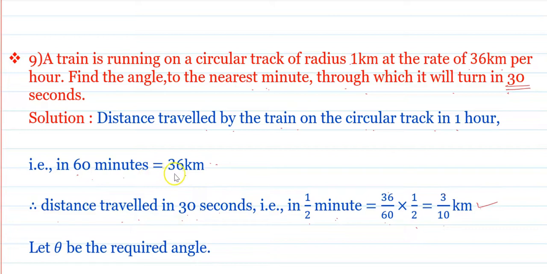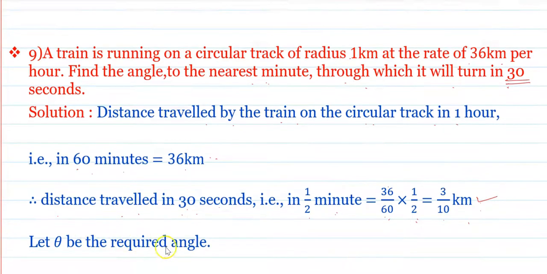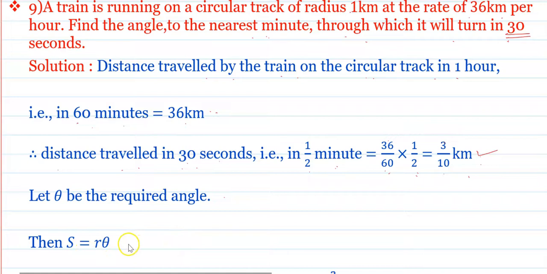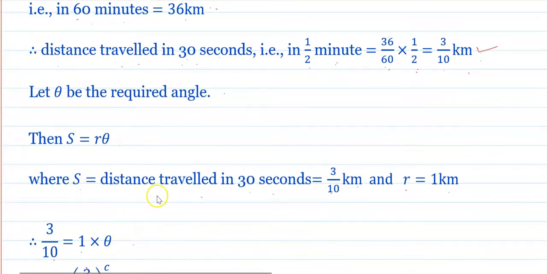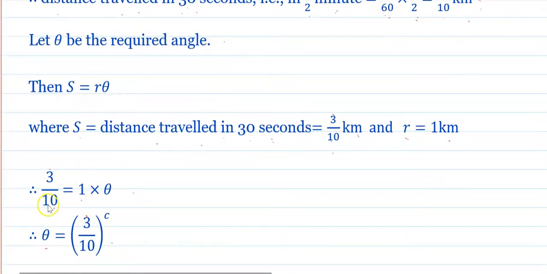In 1 minute, the distance covered will be 36 upon 60, and in 30 seconds, it is 36 upon 60 into 1 upon 2. And if you simplify, you will get 3 upon 10 km. This is the distance covered in 30 seconds. Let theta be the required angle that we want to find out. S is equal to R theta. Okay. S, the distance traveled in 30 seconds, is equal to 3 by 10 km. R is equal to 1 km. The value of S is 3 by 10. R is 1 km, and that is equal to theta, and hence theta is equal to 3 by 10 radian.